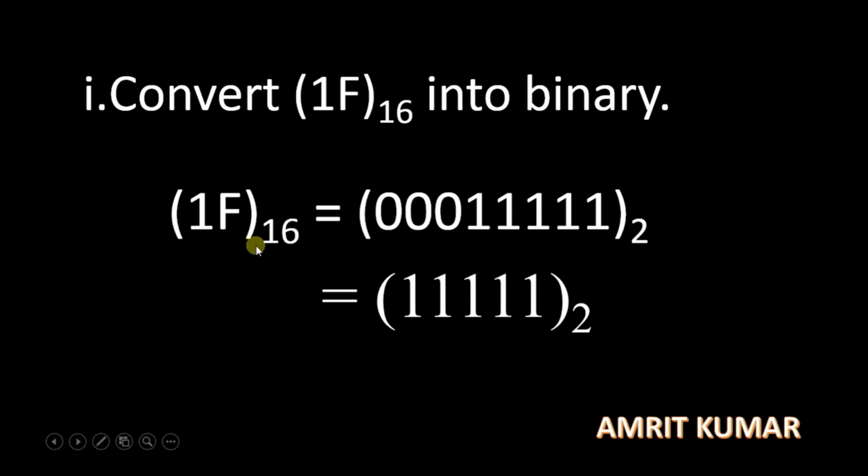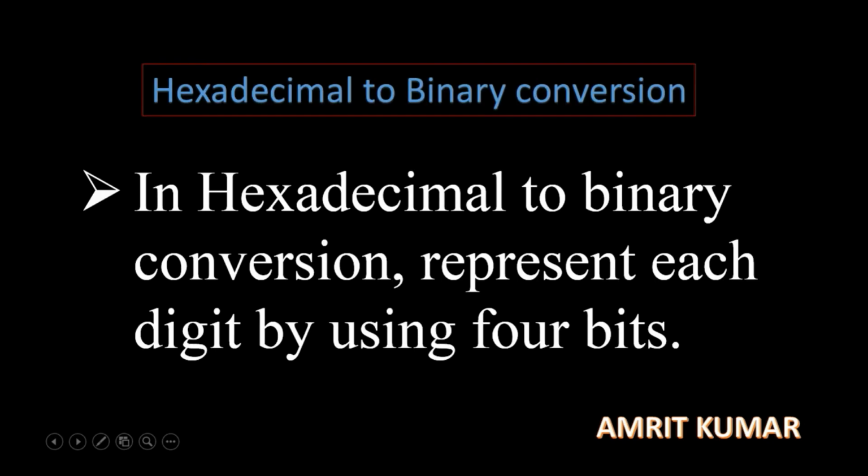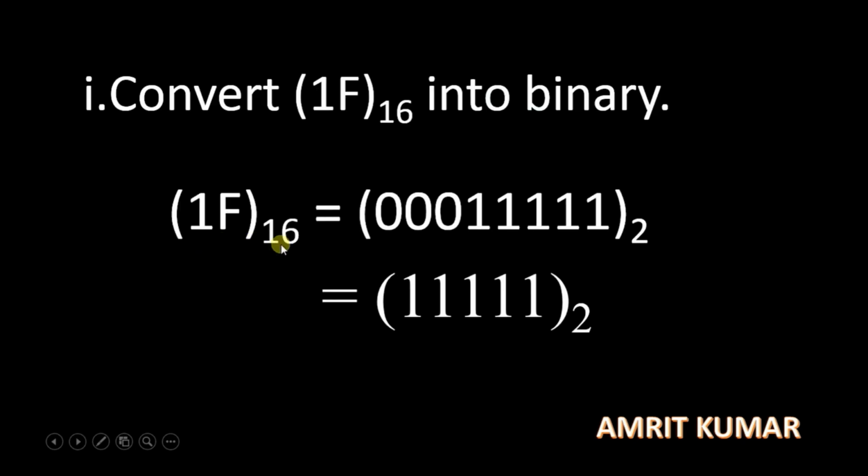Okay. So this is how you can convert a hexadecimal number into a binary number. This is our final output. Because of the rule that in hexadecimal to binary conversion we represent each digit by using 4 bits, we can convert a hexadecimal number into binary form. So this is how you can convert a hexadecimal number into a binary form.